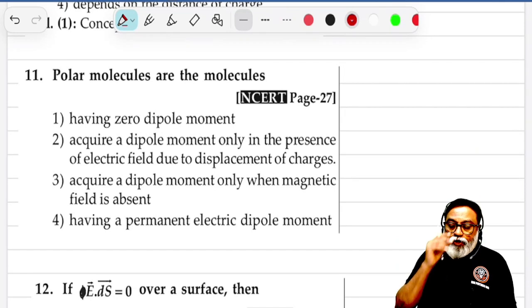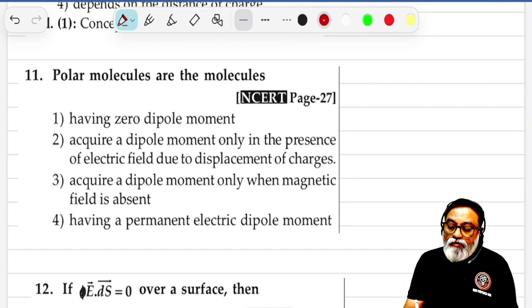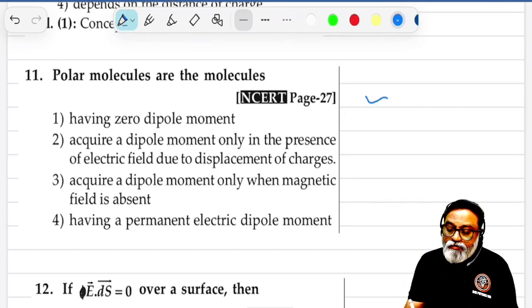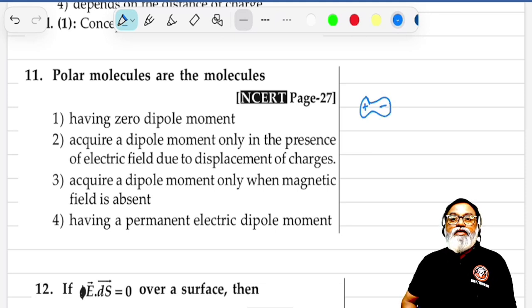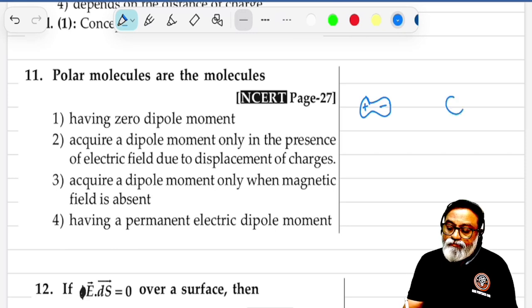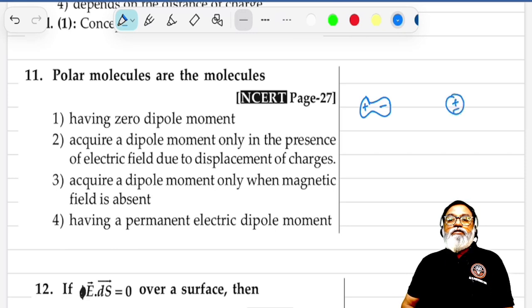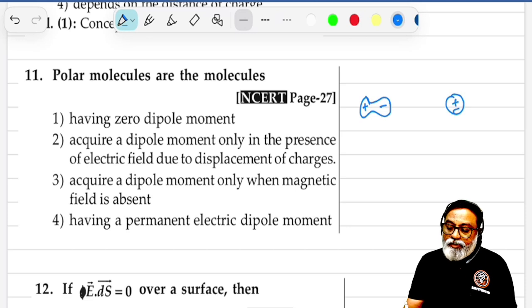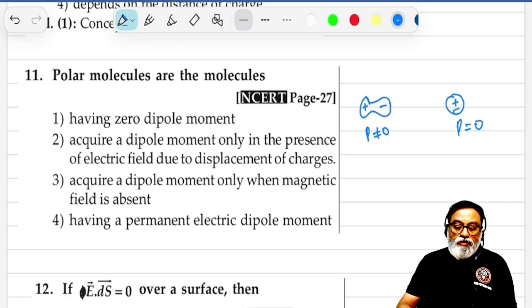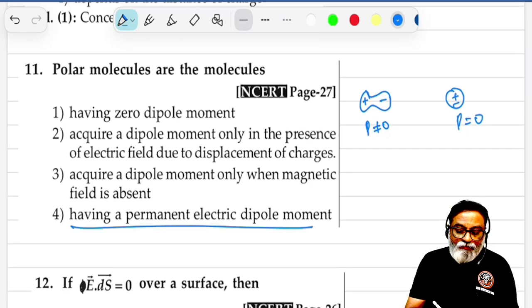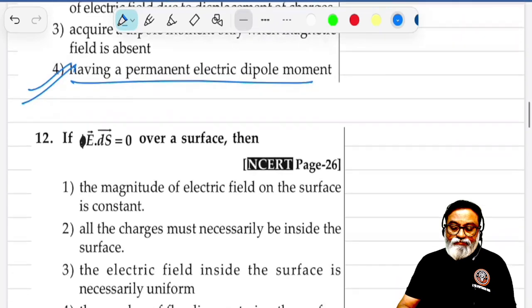And polar molecules are the molecules. See here, polar molecules means this is the positive charge center and this one is the negative charge center. And here, non-polar molecules: positive charge center and negative charge center coincide. Before applying the external field, here the dipole moment is not equal to 0. Here the dipole moment is equal to 0. Therefore, having a permanent electric dipole moment, answer 4 is correct.